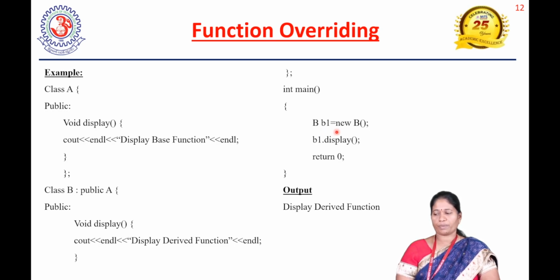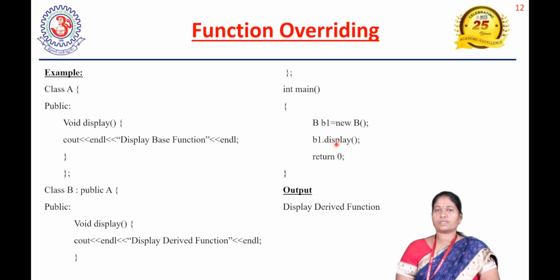That is the new operator, we are creating memory space in the memory, followed by a class name. After creating this object, with the help of this object, we need to invoke the function name. Look here, b1 dot. So how do we invoke this function? With the help of the dot operator, we invoke it. b1 dot display.